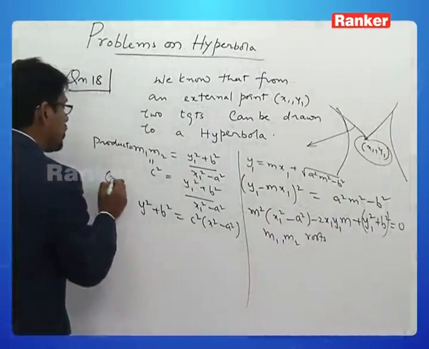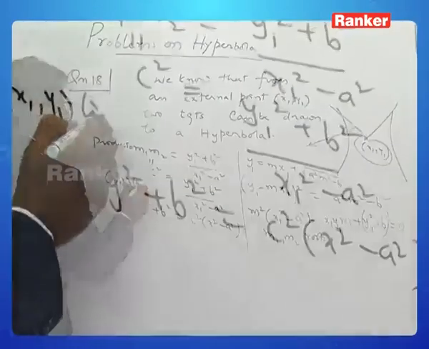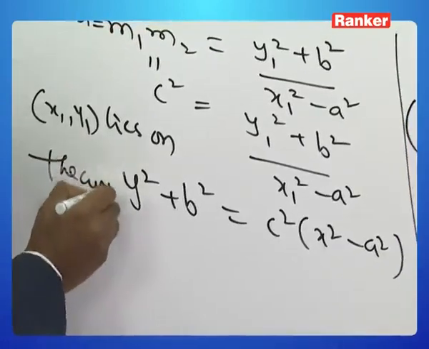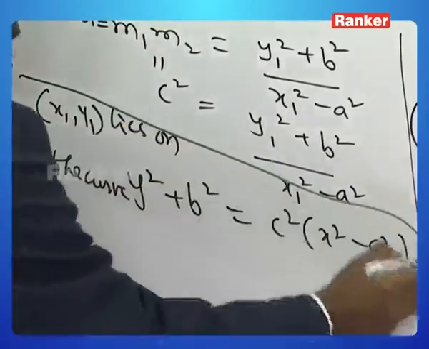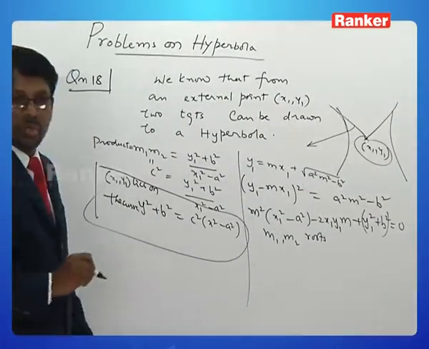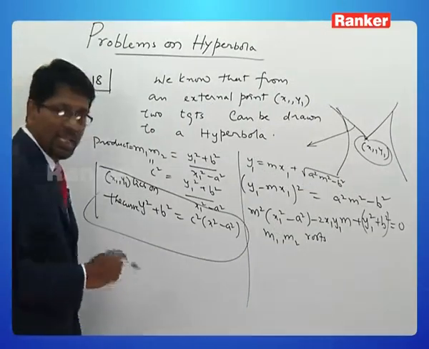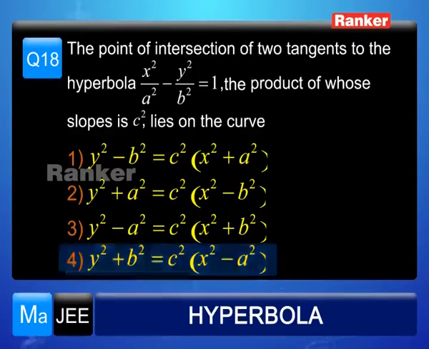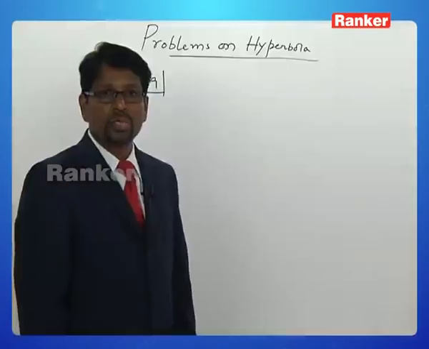So x1 comma y1 lies on the curve y square plus b square is equal to c square into x square minus a square, and that is clearly appearing in the fourth option. Option 4 is the right answer. Let's move to the next question.